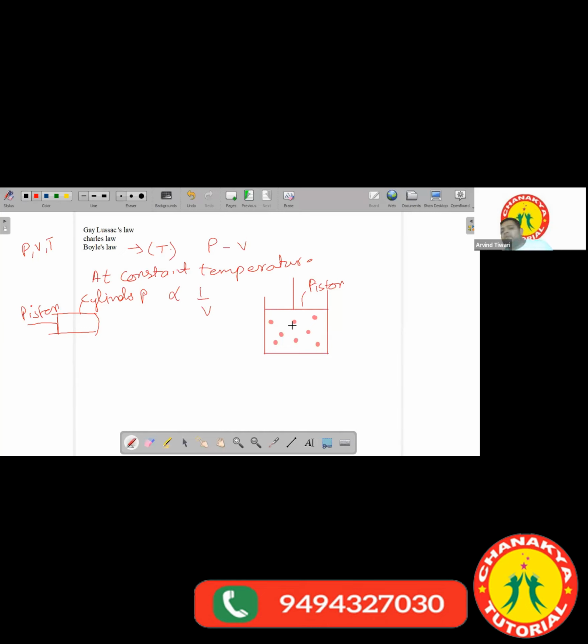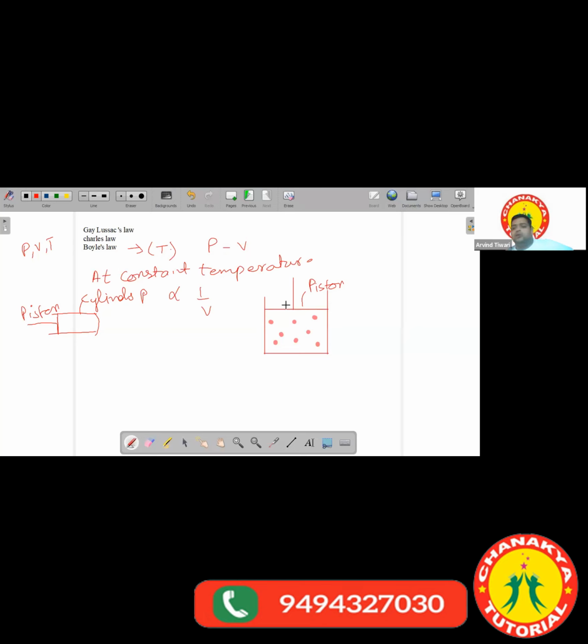So what will happen if the pressure of the gas increases? If we try to increase the pressure of the gas, it will get compressed. The volume of the gas will decrease. Yes, this piston will move down. If I suppose add some masses on this, the pressure will increase, and hence if the pressure increases, the volume of the gas will decrease.